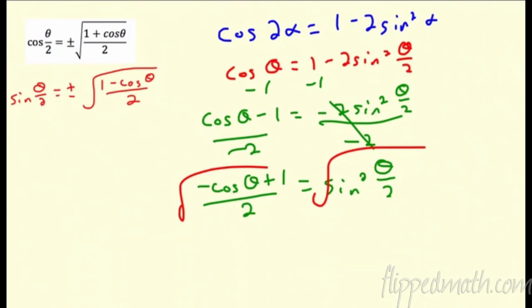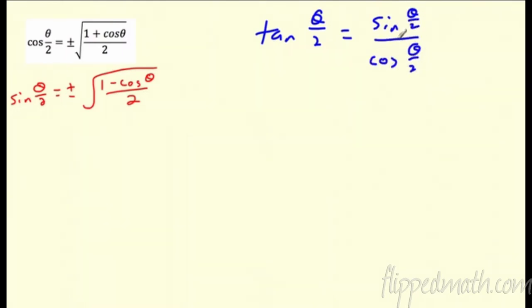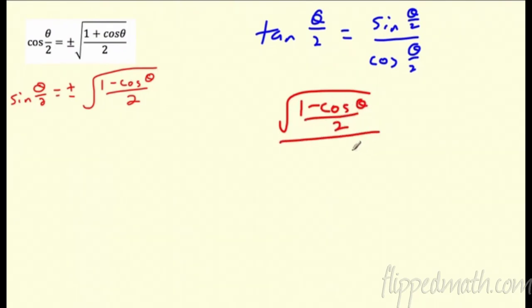Can we do tangent? Sure, we can do tangent. Let me get rid of all this. Since I know sine and cosine, it's back to our identities. If I'm looking for the half angle of tangent, it's going to be the half angle of sine over the half angle of cosine. So just plug all that in: the square root of 1 minus cosine theta over 2, all over the square root of 1 plus cosine theta over 2.